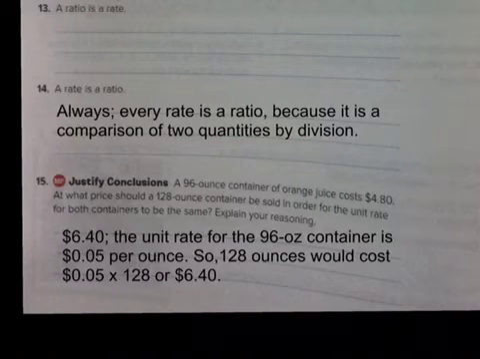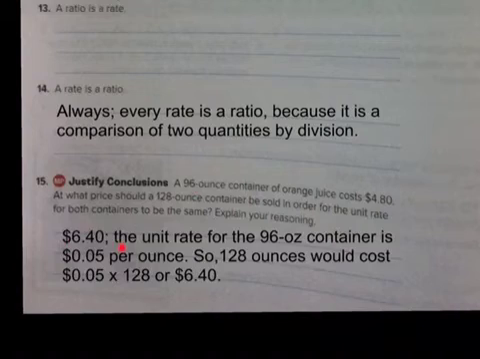And finally, we're going to take a look at the last question here, justify conclusions. A 96-ounce container of orange juice costs $4.80. So 96 ounces for $4.80. That's a ratio right there. At what price should a 128-ounce container be sold in order for the unit rate for both containers to be the same? Explain. So we have 96 over 480 equals 128 over X. We don't know how much the price is going to be for 128. But if we continue with the ratio, it should look something like this. Your price should be $6.40.